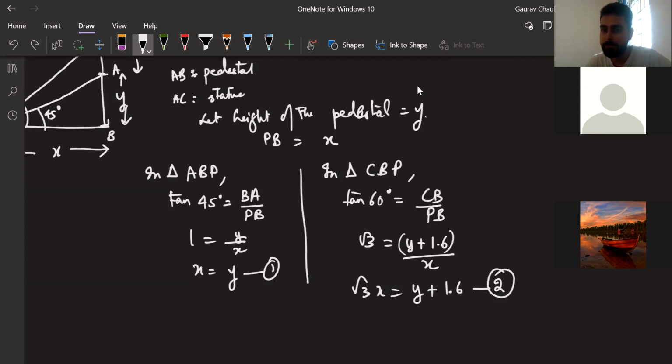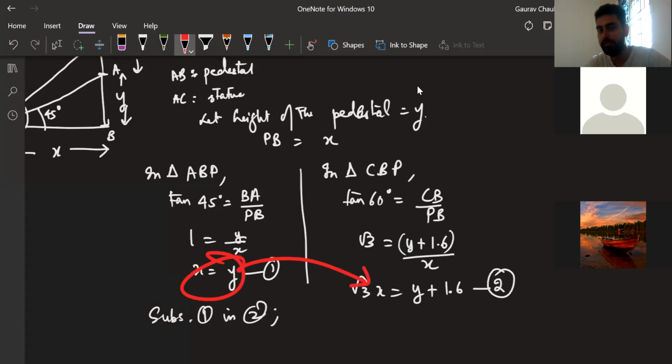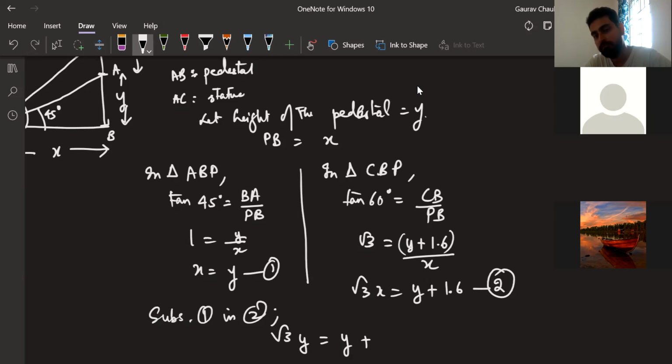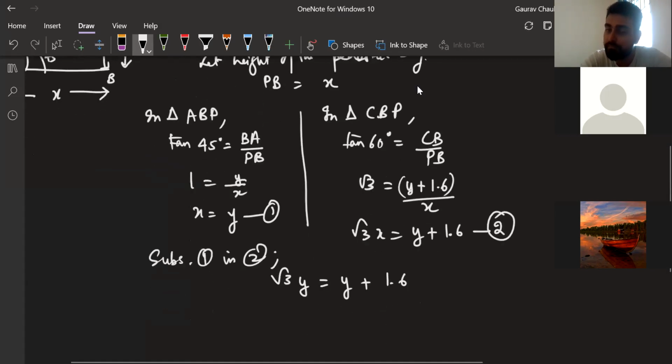Yes, sir. So we have both the equations, sir, and we'll substitute the value of x in equation 2, sir. Root 3y is equal to y plus 1.6. Substituting 1 in 2. From 1, you're taking x equal to y and putting here. So you get root 3y is equal to y plus 1.6. We good?